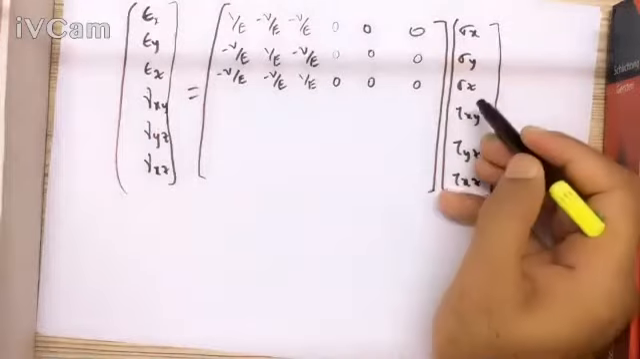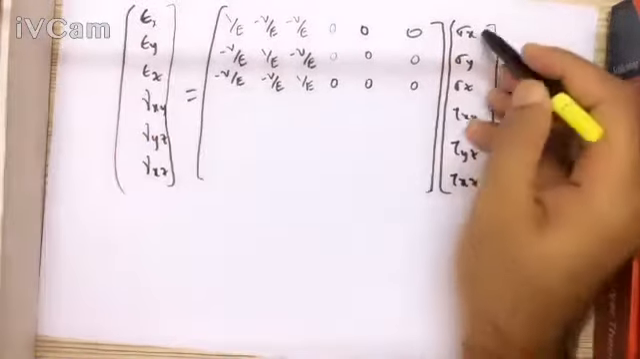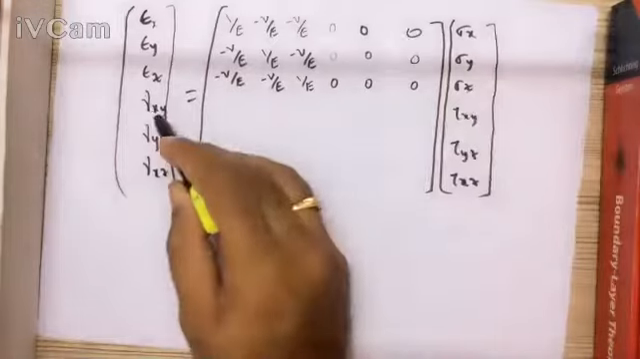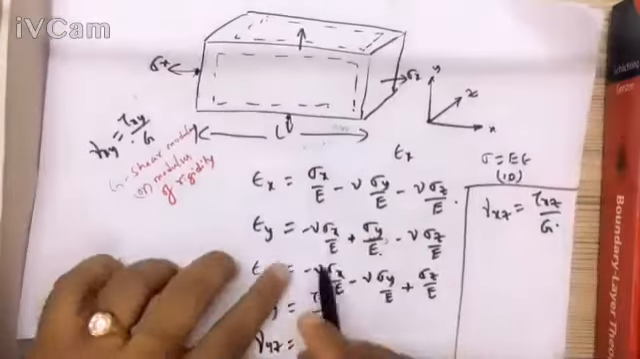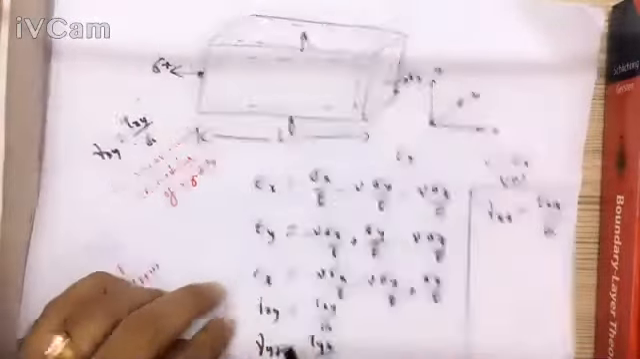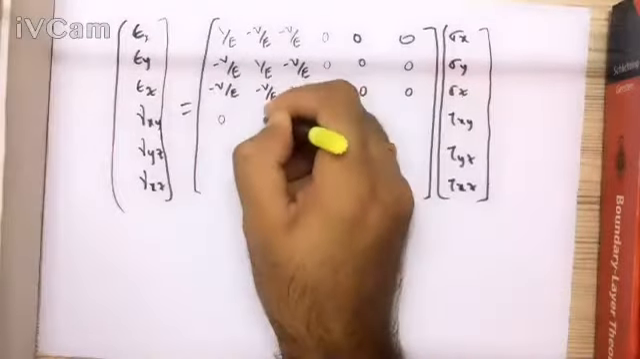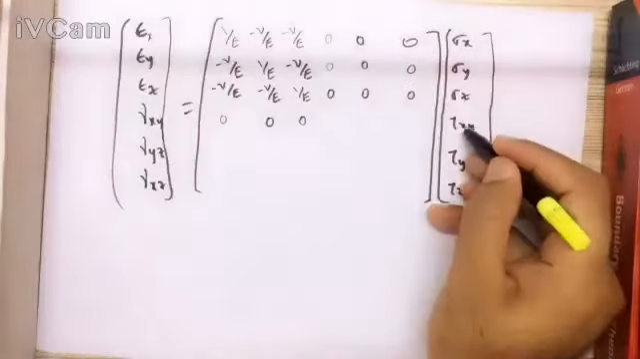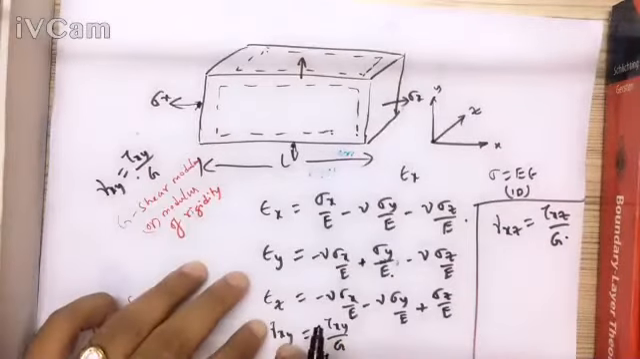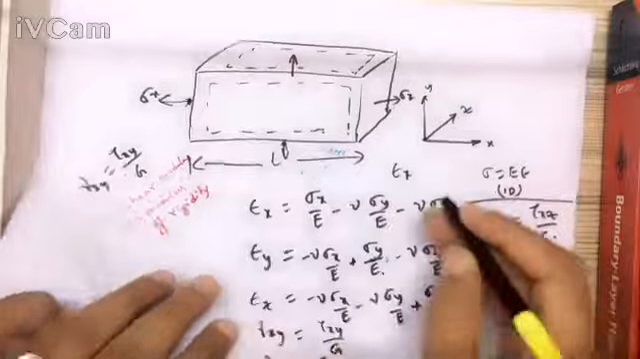Similarly, what is the coefficient of sigma x in gamma xy? You do not have sigma x, sigma y, sigma z terms in gamma xy, right? So all three become 0, 0, 0. What is the coefficient of tau xy in gamma xy? Coefficient of tau xy in gamma xy is 1 by G.